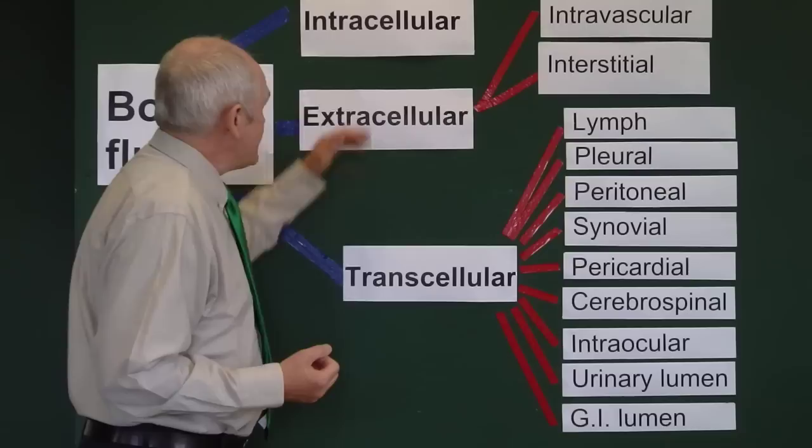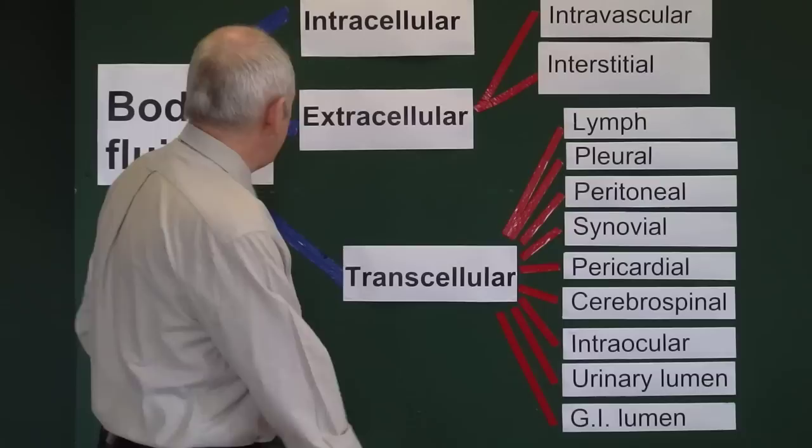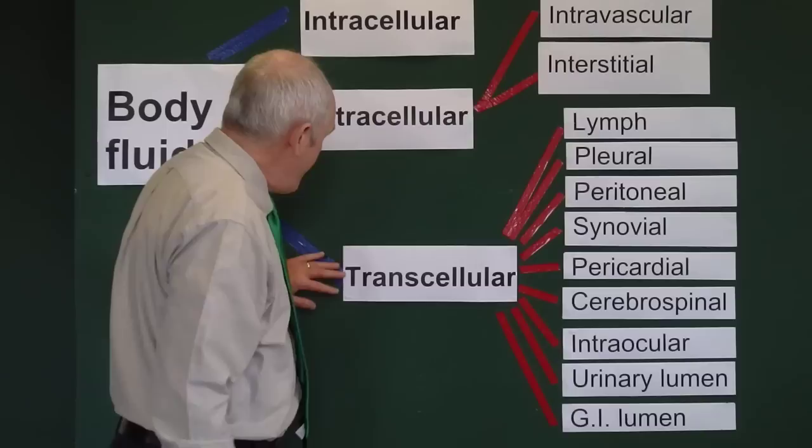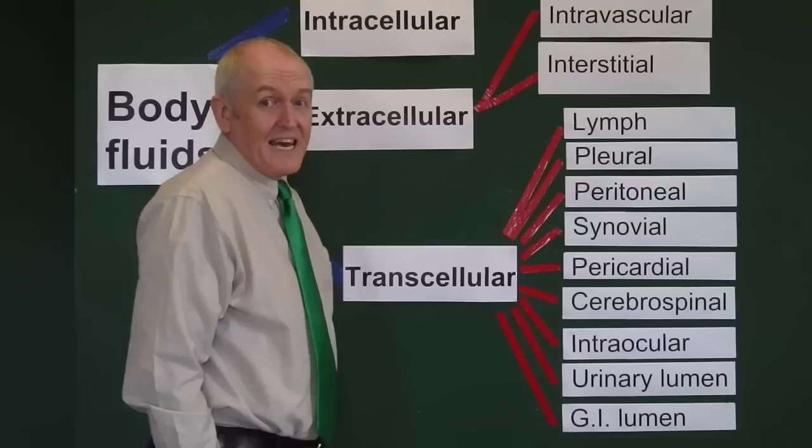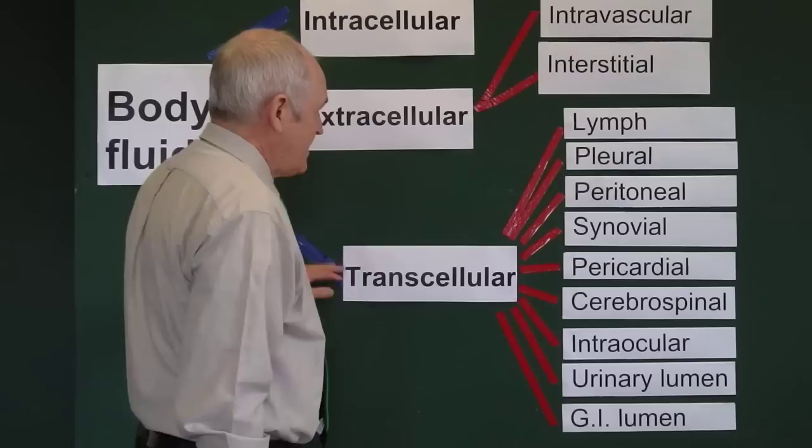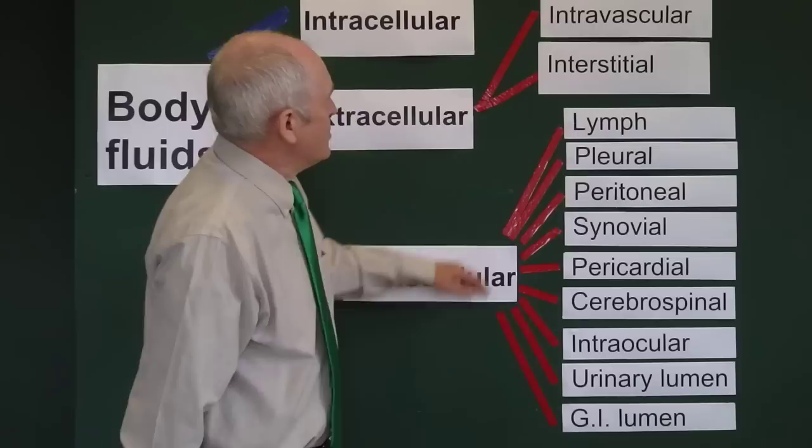But you'll notice here we have a third space. As we've said, some people will classify this as a subdivision of the extracellular space, but today it's going to be a third space, and this fluid we're going to describe as transcellular fluid. Transcellular. And this is fluid which is in body compartments. So in this we could include lymphatic fluid.